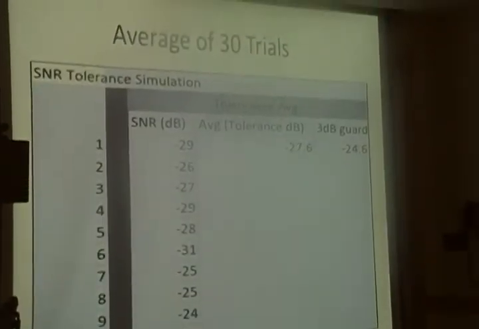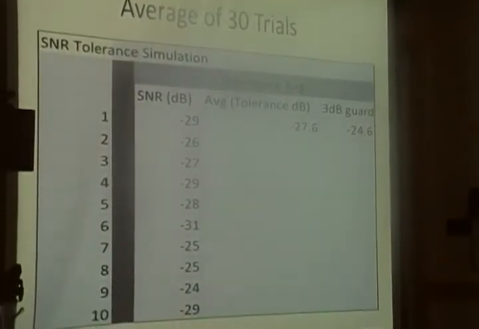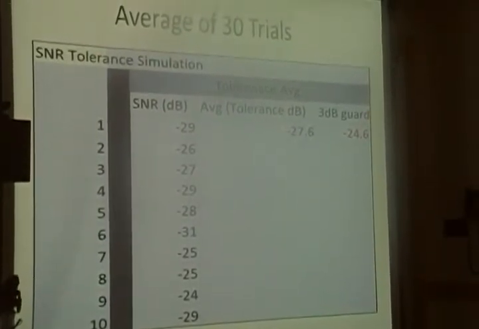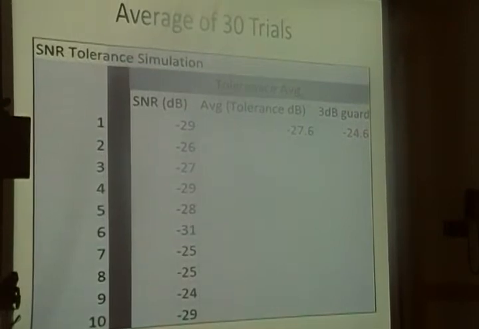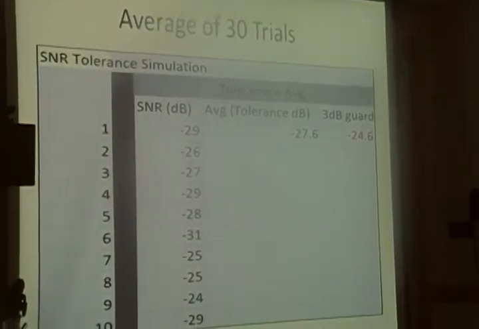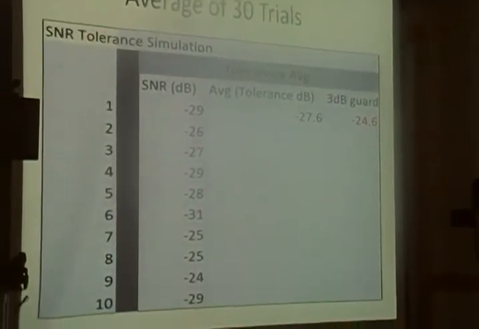And so after an average of about 30 trials, we found out that that value tended to be around negative 27.6 dB signal to noise ratio. And then we just said, oh, let's give it a guard of 3 dB and called it negative 24.6.